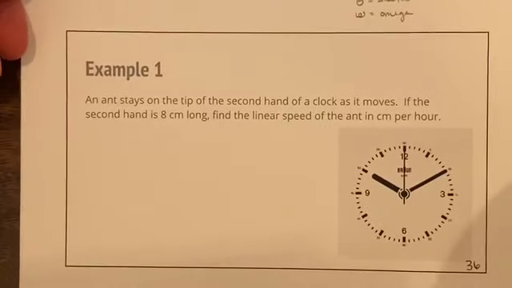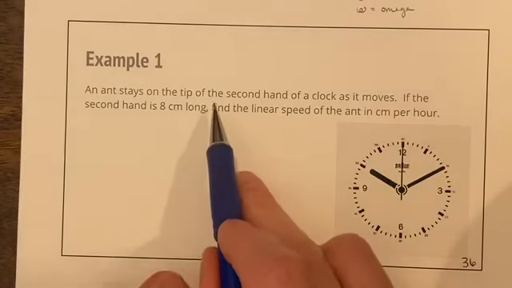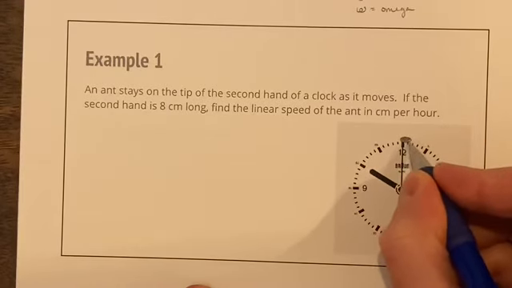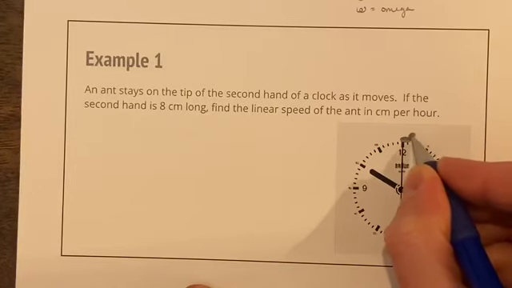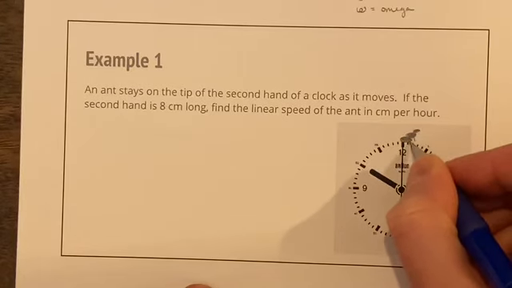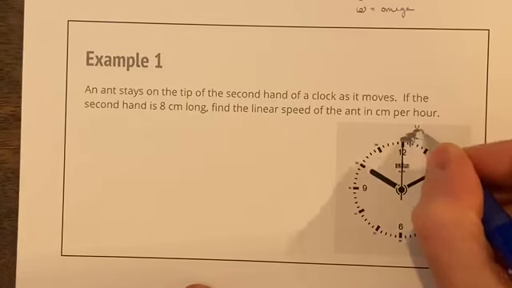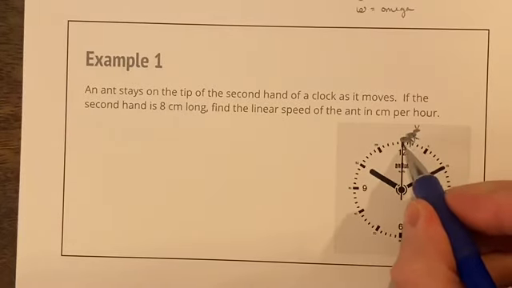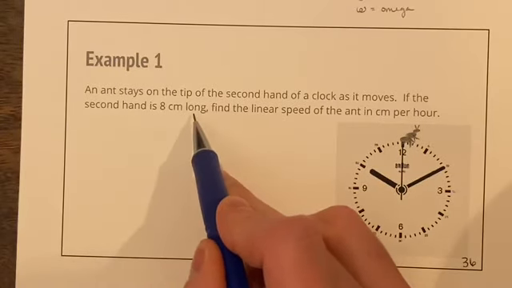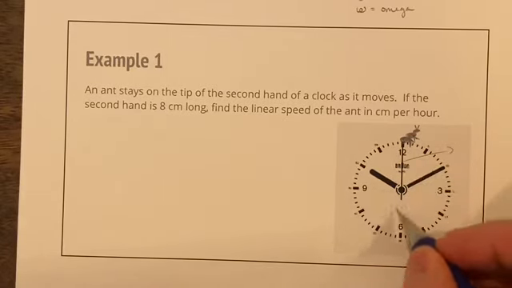So let's move on to slide 36. Example 1. It says an ant stays on top of the second hand of a clock as it moves. So we can draw a little ant if we want. Right, so there's our ant, right? He's going to stay on the top of this second hand as it moves. If the second hand is 8 centimeters long, right? So this second hand right here is 8 centimeters long, right? That would represent the radius of our circle, right?